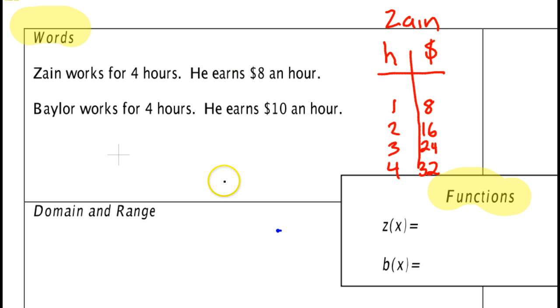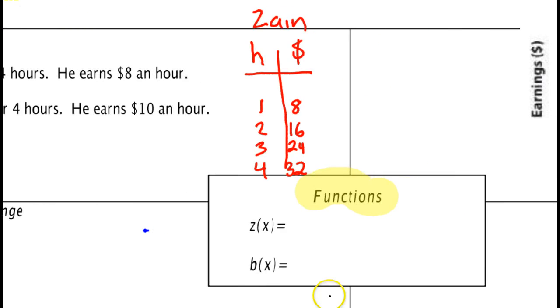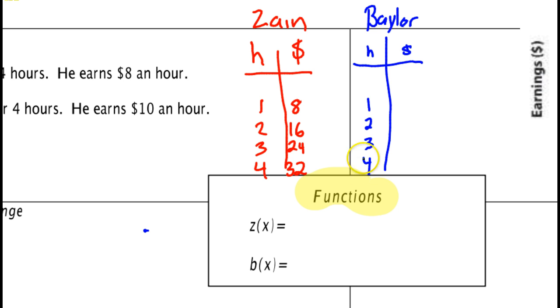And then just do the same thing here for Baylor. Baylor, it's the same almost, but making $10. So still hours and dollars. So still works 4 hours only. So after 1 hour, Baylor has $10. 2 hours he has made $20. After 3 hours he's made $30, and after 4 hours he's made $40.